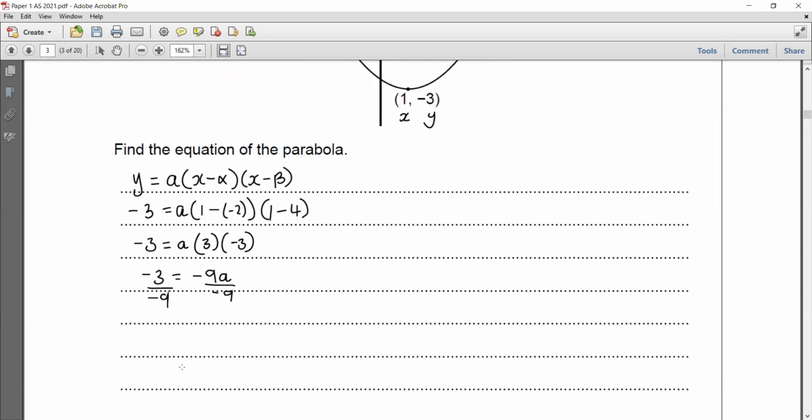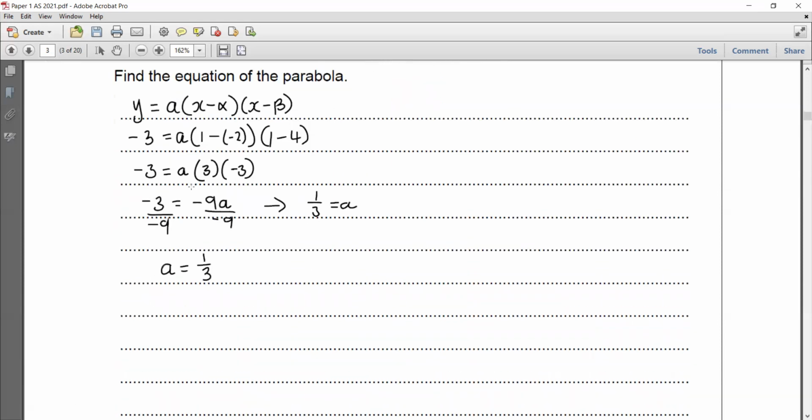And then we have a is equal to +1/3. Or from here, let's say that I have 1/3 is equal to a, which means that a is equal to 1/3. All right, so now that I've figured out what a is, I now need to write down the equation of the parabola.